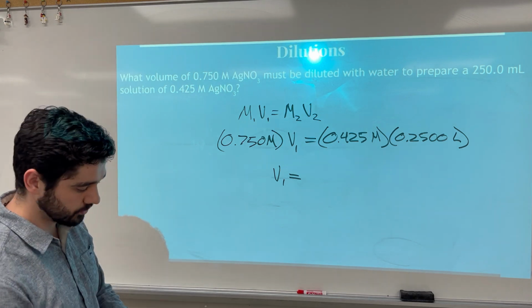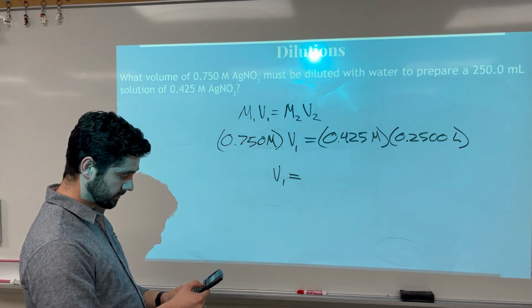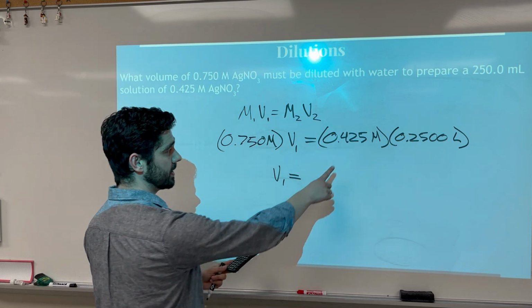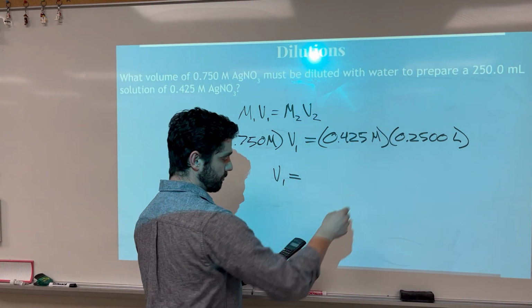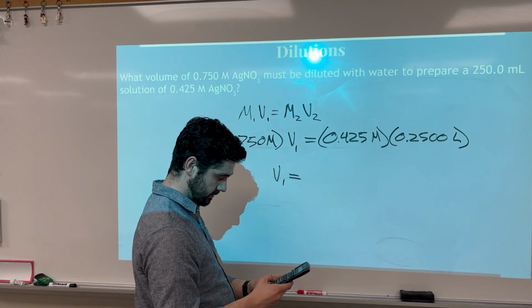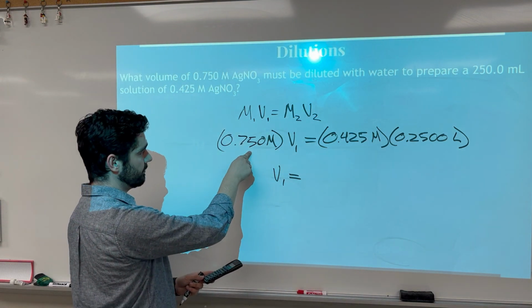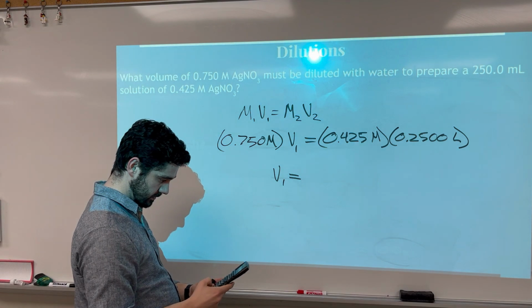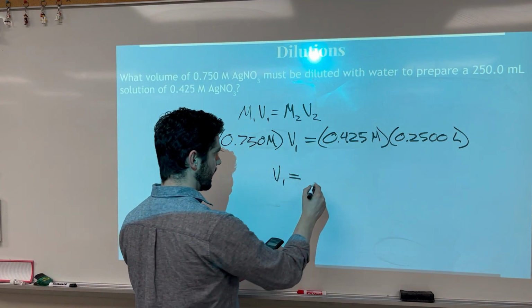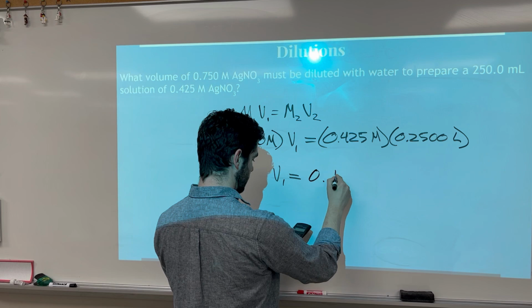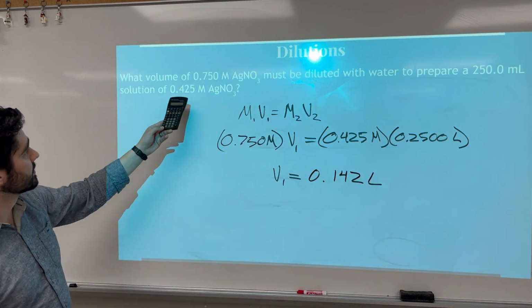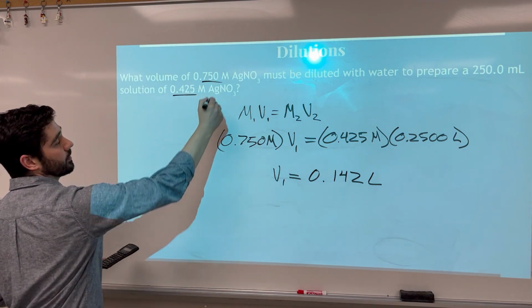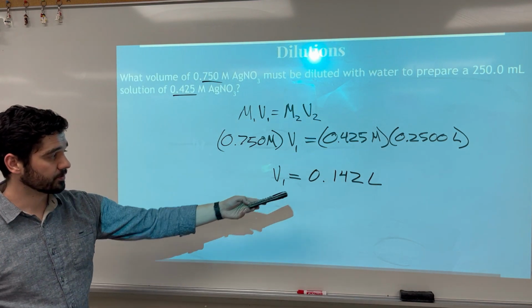Okay, so use our calculator, we'll take 0.425 times 0.25 divided by 0.75. Okay, and I'm getting 0.142 liters. Okay, so based on my numbers here, 3 sig figs. So there's my answer in sig figs.